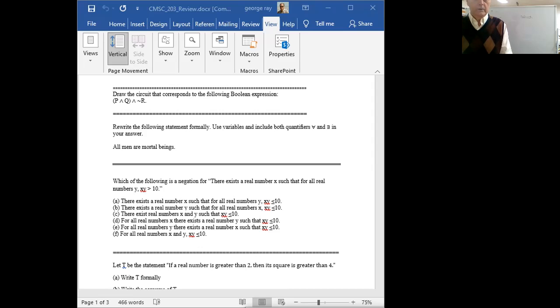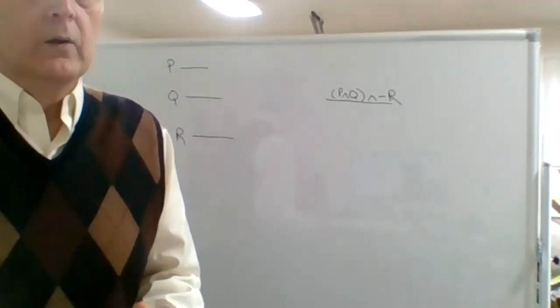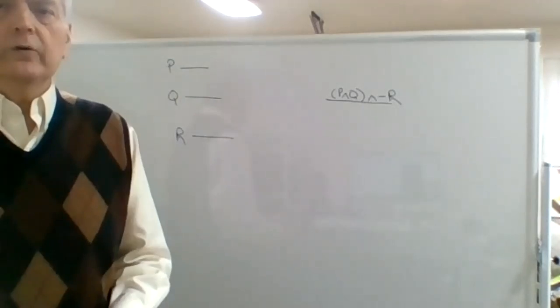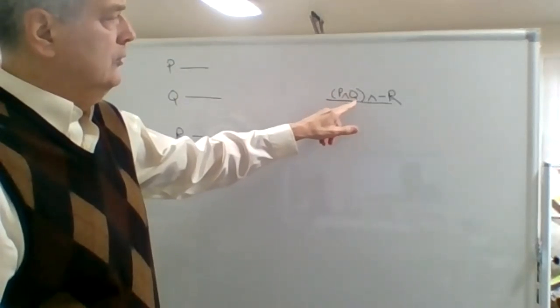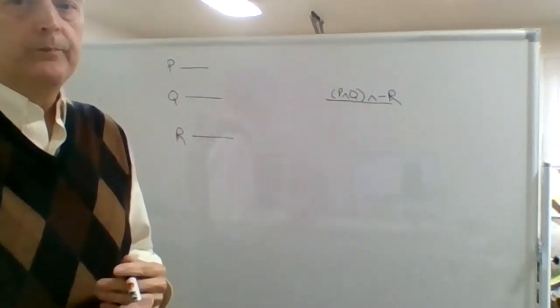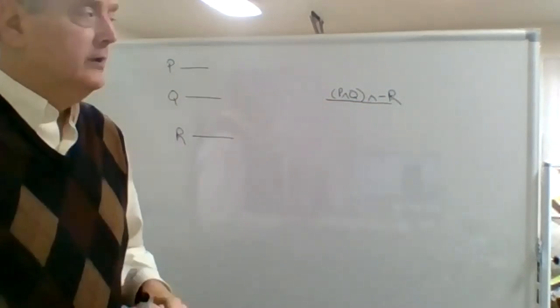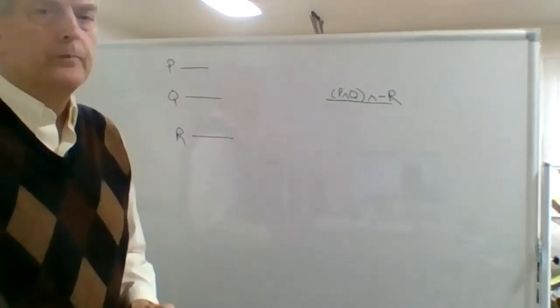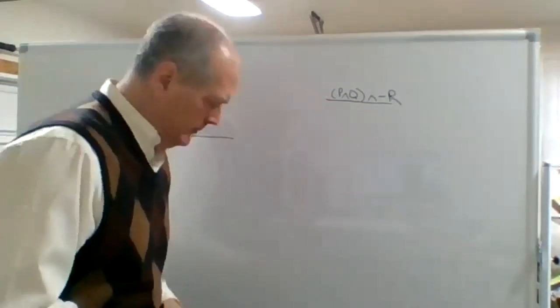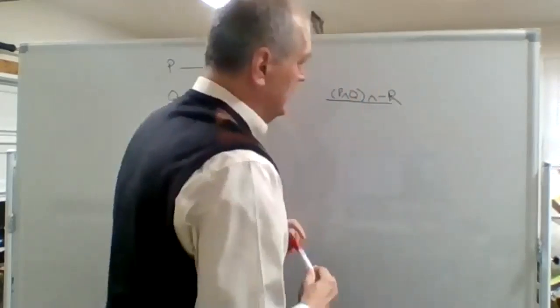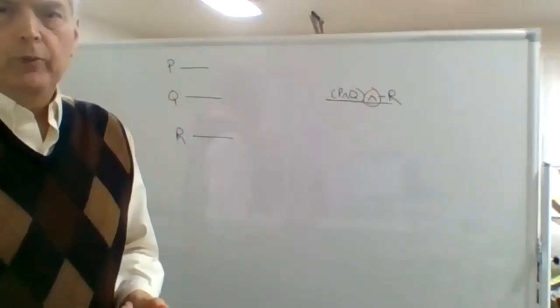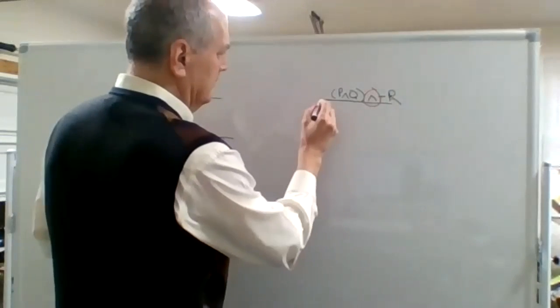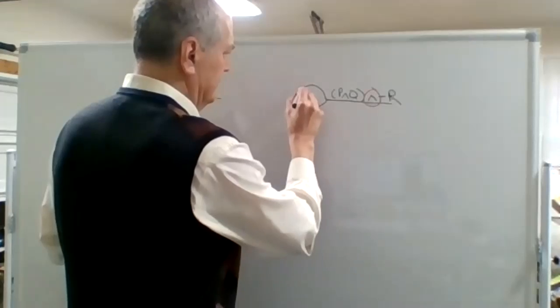Okay, let's take a look at this one. So we want to draw the circuit that corresponds to the Boolean expression P and Q and not R. And that means we have three inputs, P, Q, and R. So we'll take first the outer logical operator, which is an AND, and we'll put an AND gate into this, our final output signal.